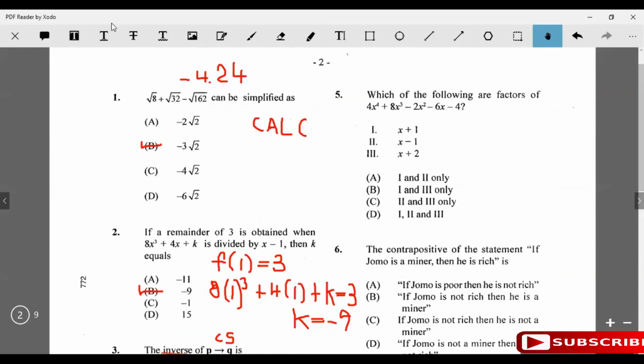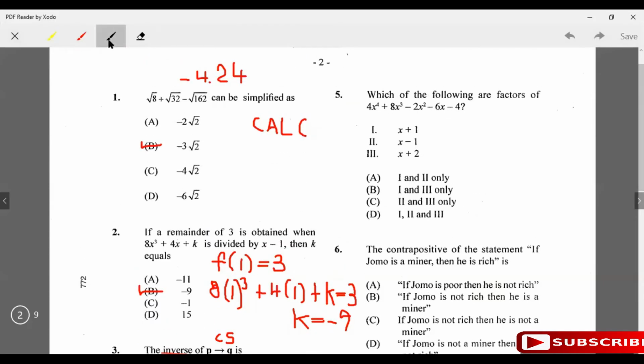Question 5, this is a repeat question. They're asking us which of the following are factors of this quadratic function, right? So all we're going to do is check which of them gives us 0, right? f of minus 1, is that going to give us 0? No, this one is not going to give 0. It's a repeat question. f of 1, this one is going to give us 0. And f of minus 2 is also going to give us 0.